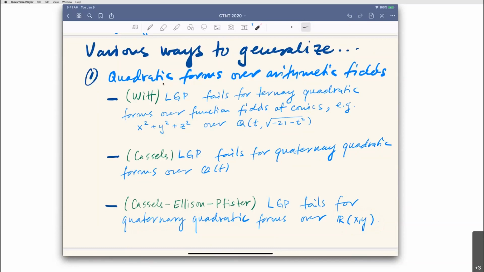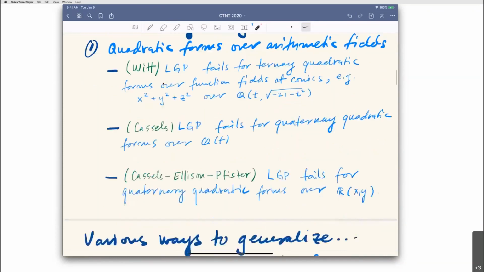So the interest then becomes over which types of fields are we interested in, and are there counterexamples to the local global principle? And maybe you might ask, in what number of variables do those counterexamples come up? So those are some interesting questions you could ask.